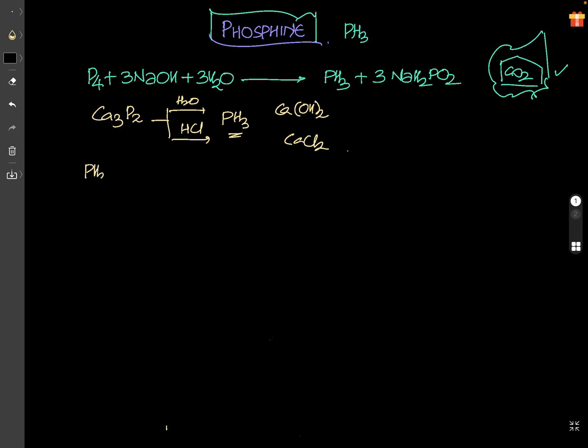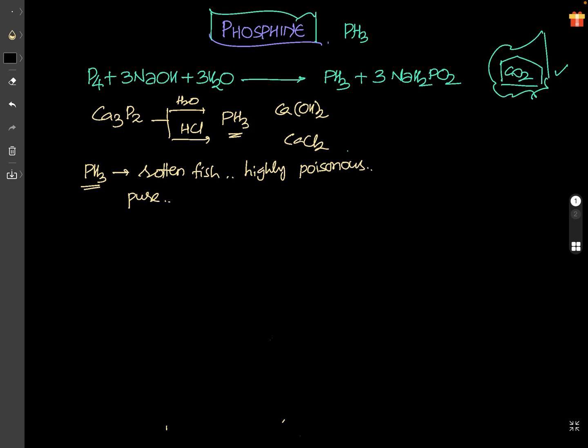Phosphine PH3 is very interesting because its smell and all are very special points. Particularly, its smell is like rotten fish, rotten egg. You know, no? That is hydrogen sulfide, and this is rotten fish and highly poisonous. Highly poisonous. Be careful while playing with it. But when it is pure, don't think that it is non-poisonous, it is poisonous only.